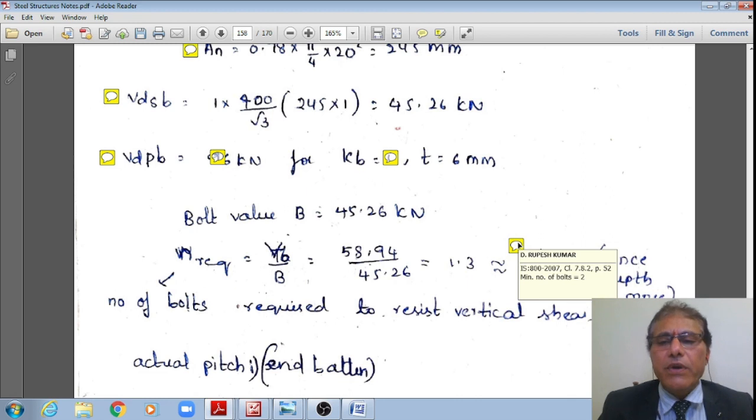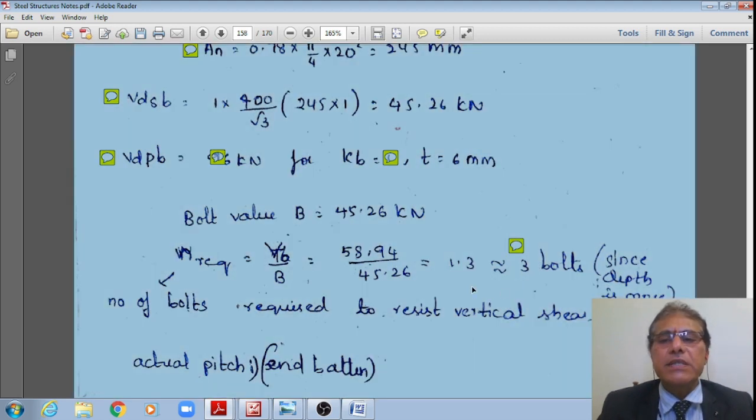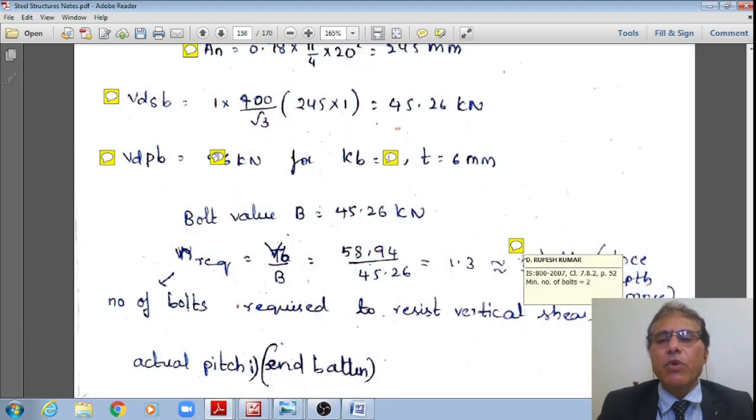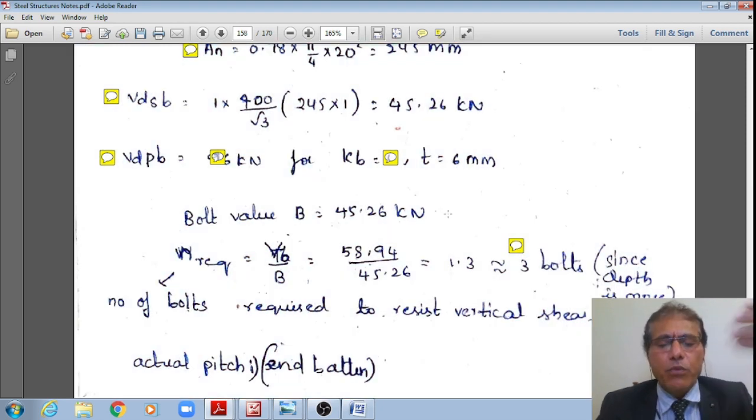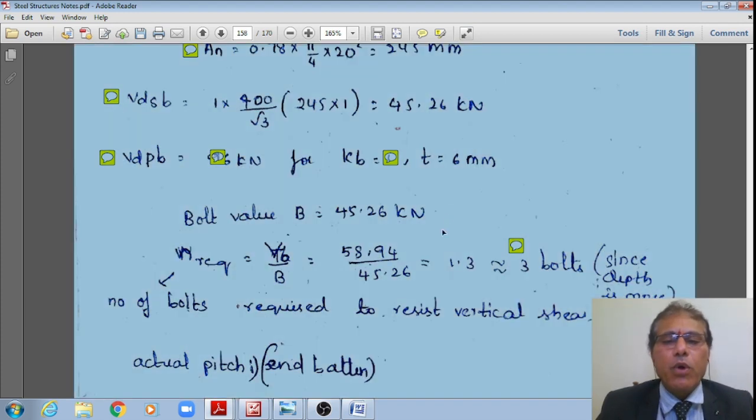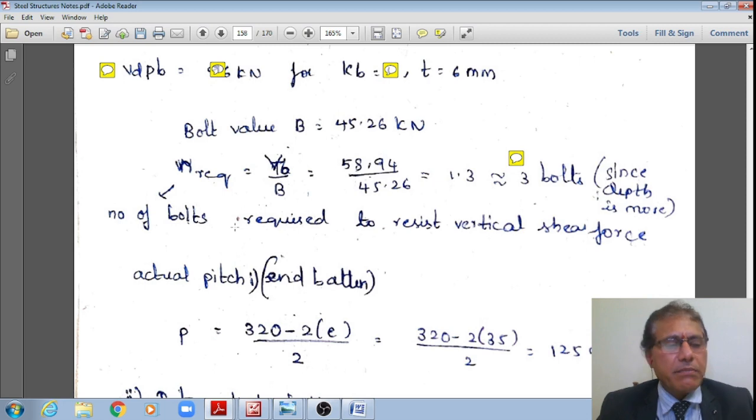But we have just seen in the Codal specification, as per class 7.8.2, page number 52, that the number of bolts in any case should not be less than 2. Please make a note of that. However, I'll say, say 3 number of bolts, because the depth is more, almost roughly 320 mm. Therefore, I'll say 3, or you may say more also. If the depth is more, you can even use more bolts. It is immaterial. Therefore, I'm using 3 bolts for the connection.